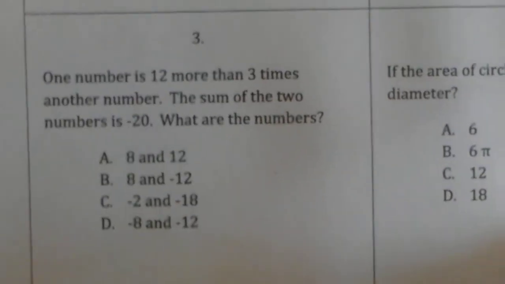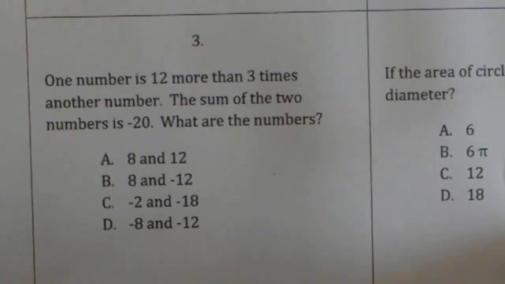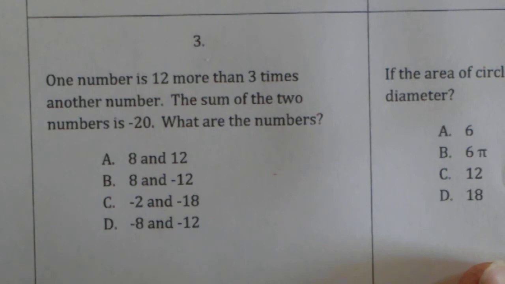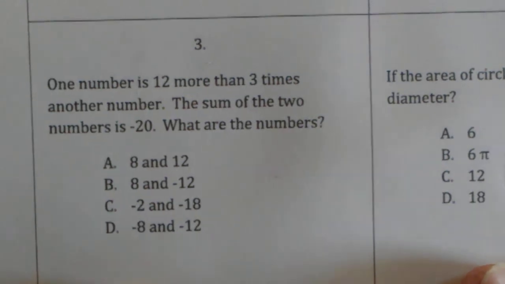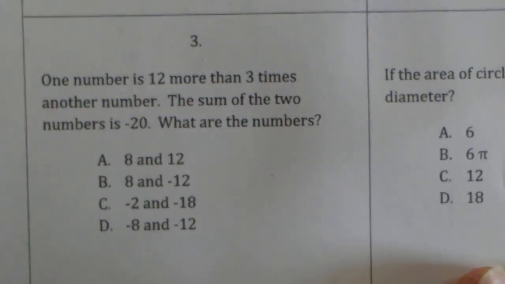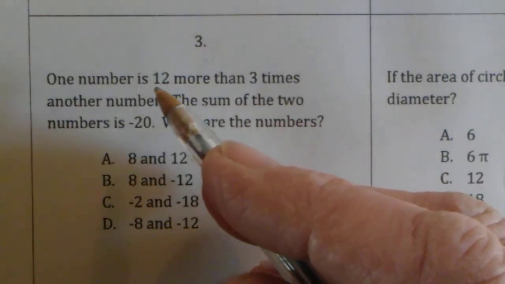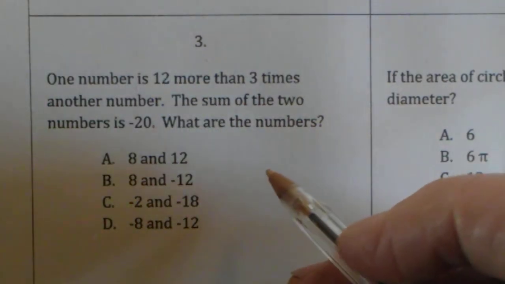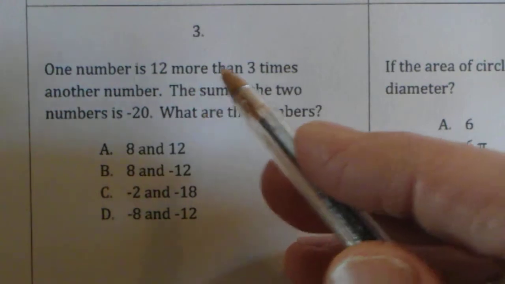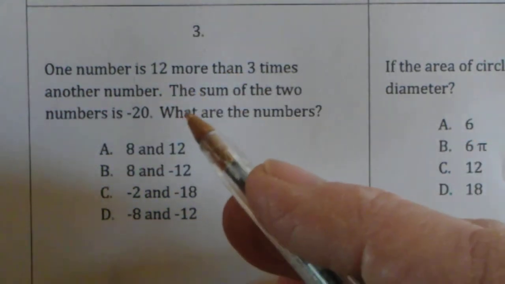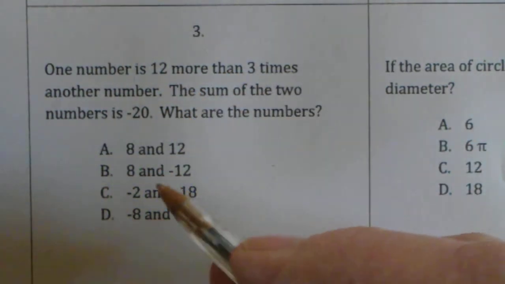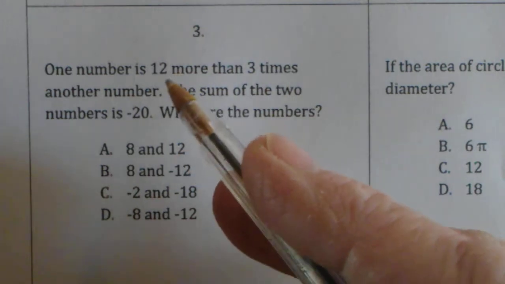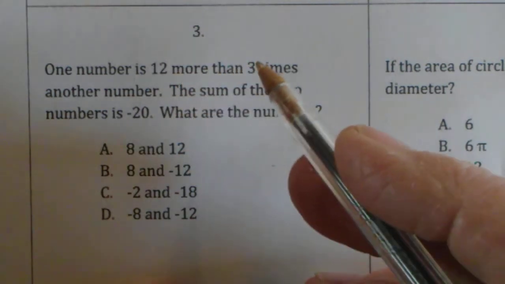Okay. So I'm going to go down here. One number is 12 more than 3 times another number. The sum of the two numbers is minus 20. What are the numbers? Now I could figure this out using x. I'll do that second. Suppose I try doing it just by trying the answers. So one number is 12 more than 3 times the other number.